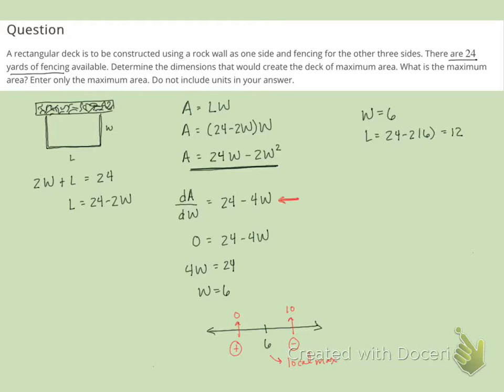So the dimensions will be, do I have units here? Yards. So the dimensions will be 6 yards by 12 yards. And then what is the maximum area? Well, we know area is length times width. So this will be 12 times 6, or 72 yards squared.